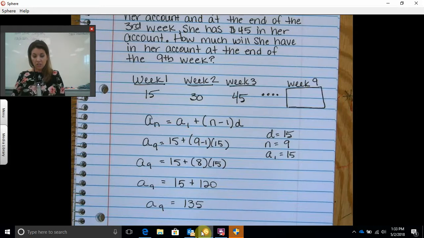Okay, so that's called the explicit formula on an arithmetic sequence.